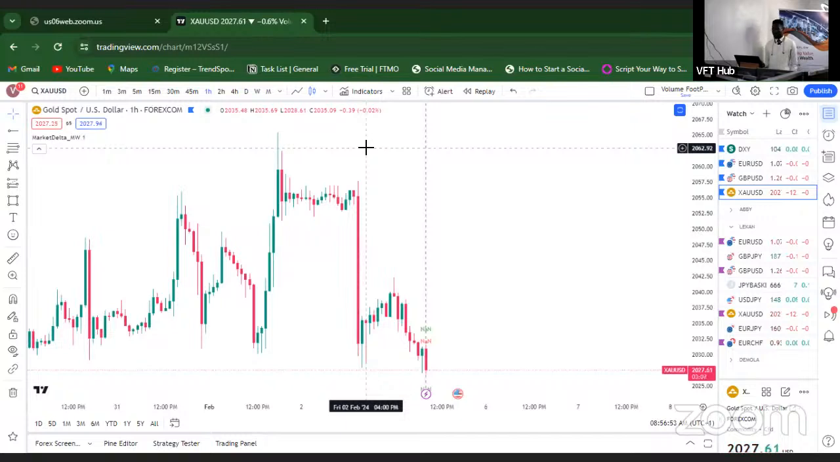And make sure this week you trade cautiously, use your proper risk management strategy, and don't allow the market to trap you.